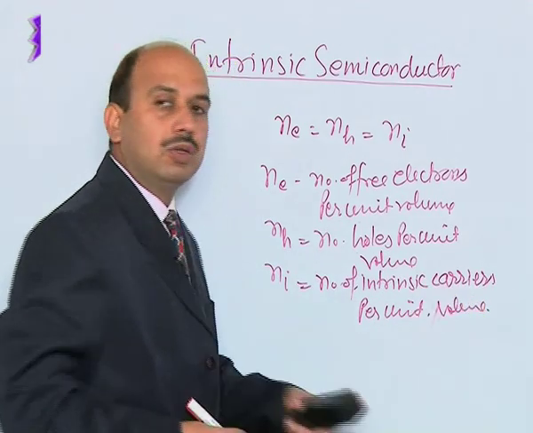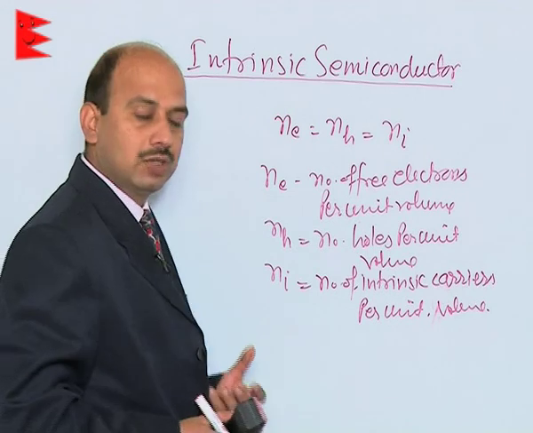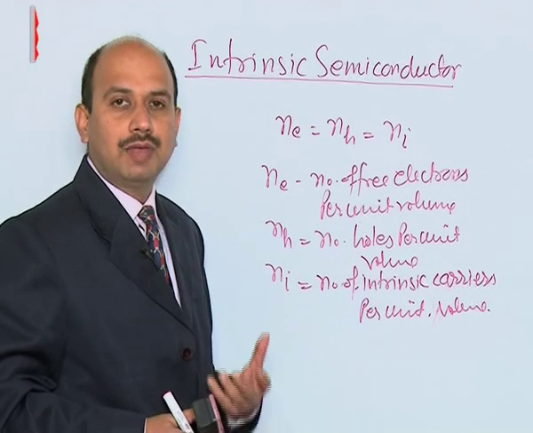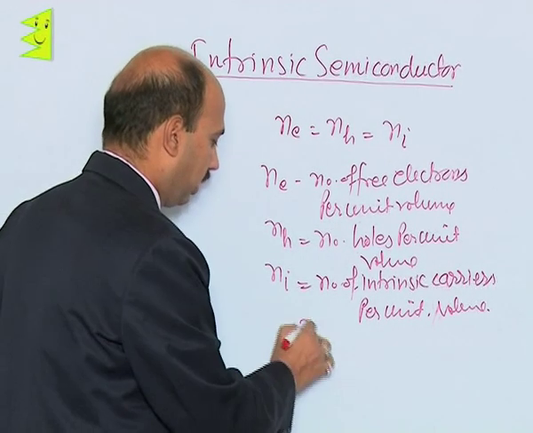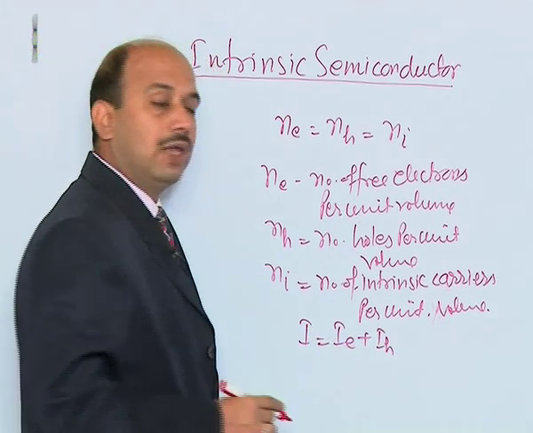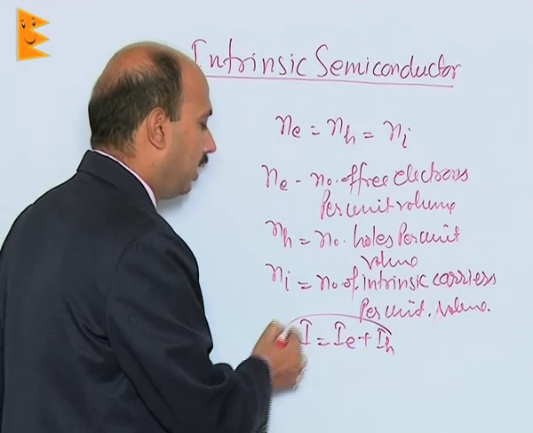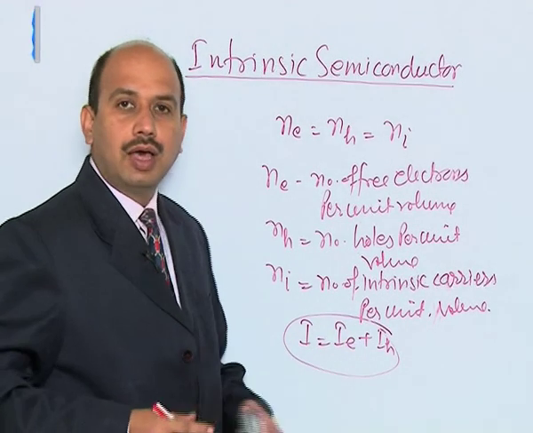So, this is about the intrinsic semiconductors. We have seen the energy band diagram for the intrinsic semiconductor and the formation of electrons and holes, and we get the total current I is equal to IE plus IH. So, electrons and holes are responsible for the flow of current, and the total current is the sum of the current due to electrons and holes.